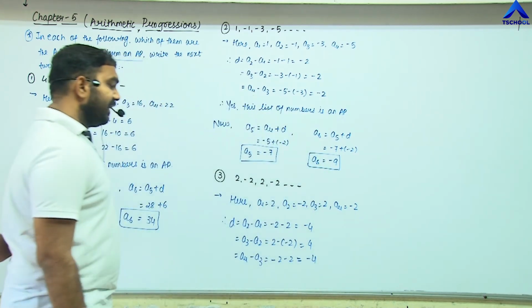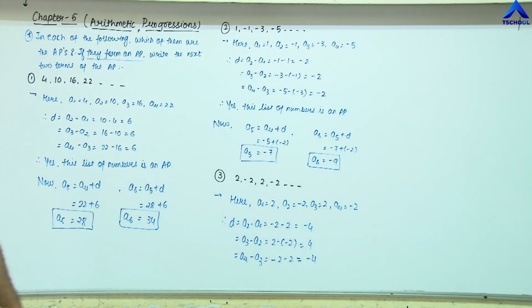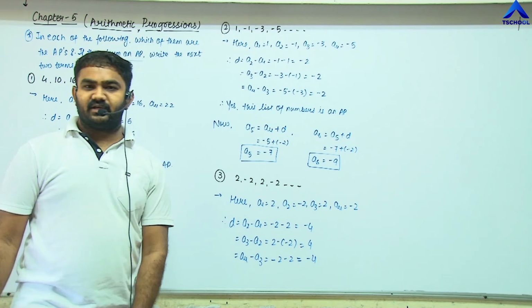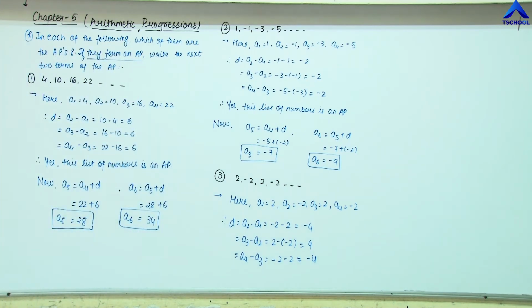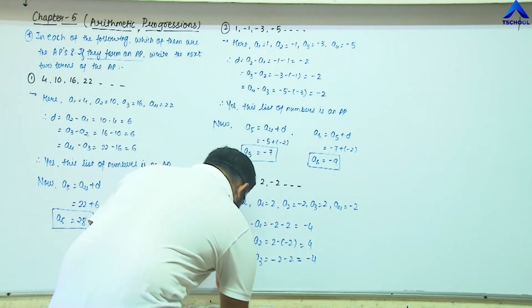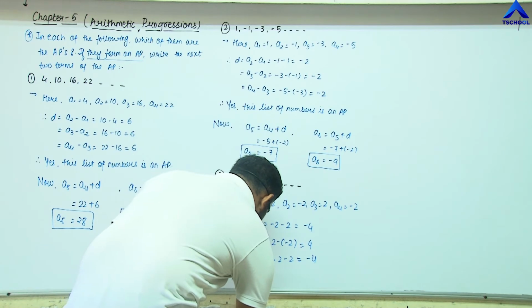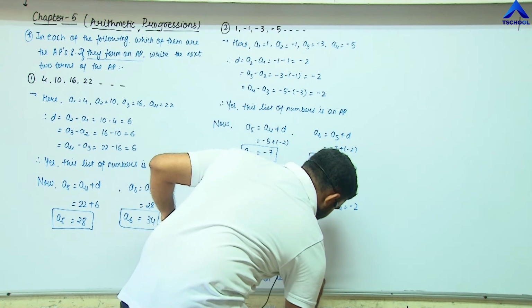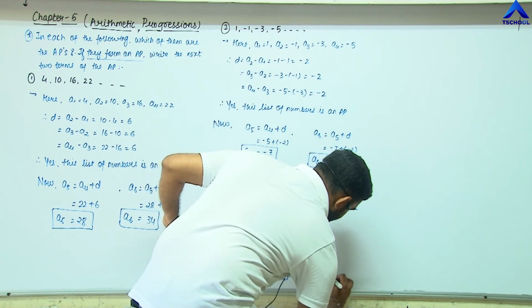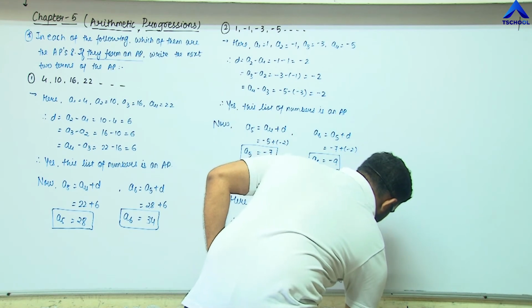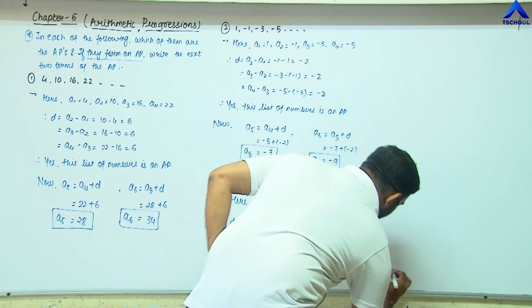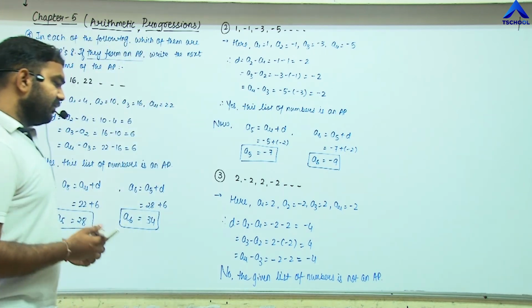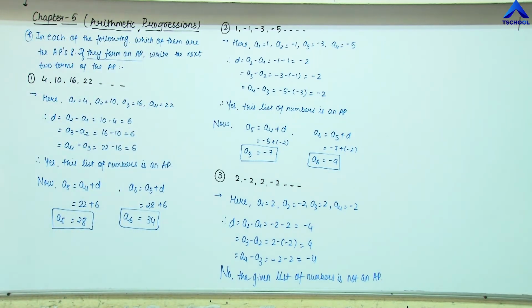So you can check, friends, that the difference here is not the same, because here it is minus 4, here it is 4, here it is again minus 4. So the difference varies from 4 to minus 4, and so on. Hence, no, the given list of numbers is not an AP, because the difference that we have written is not the same.